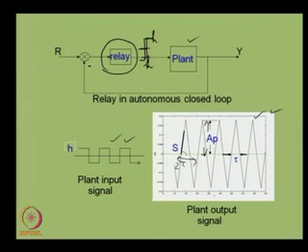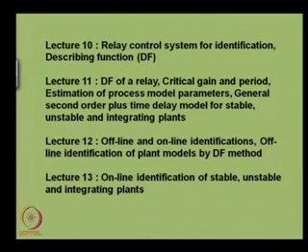This relay is going to drive the plant action in such a way that its output becomes not only oscillatory, but becomes periodic and oscillatory. So, when the relay is symmetrical, we get some symmetrical output of this typical form, and using the information we can find the dynamic model of the plant. Now, these things will be studied in lecture 10.